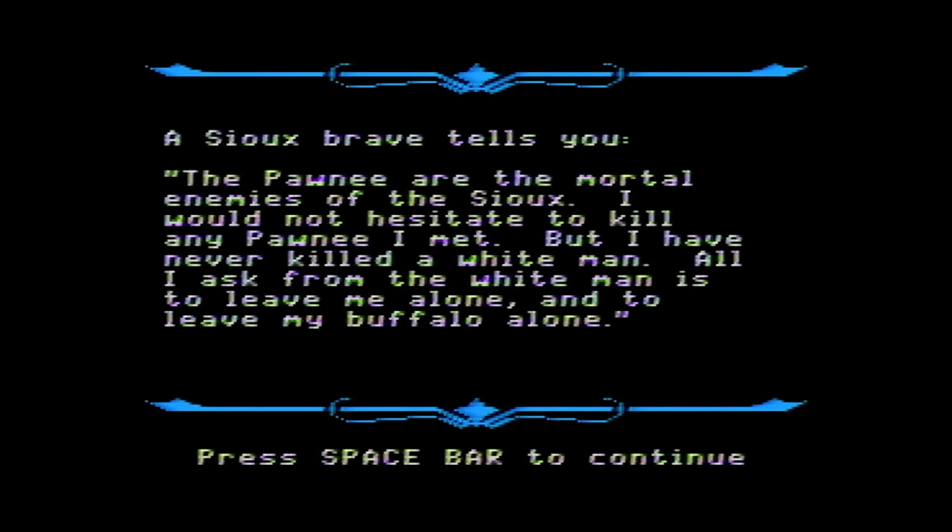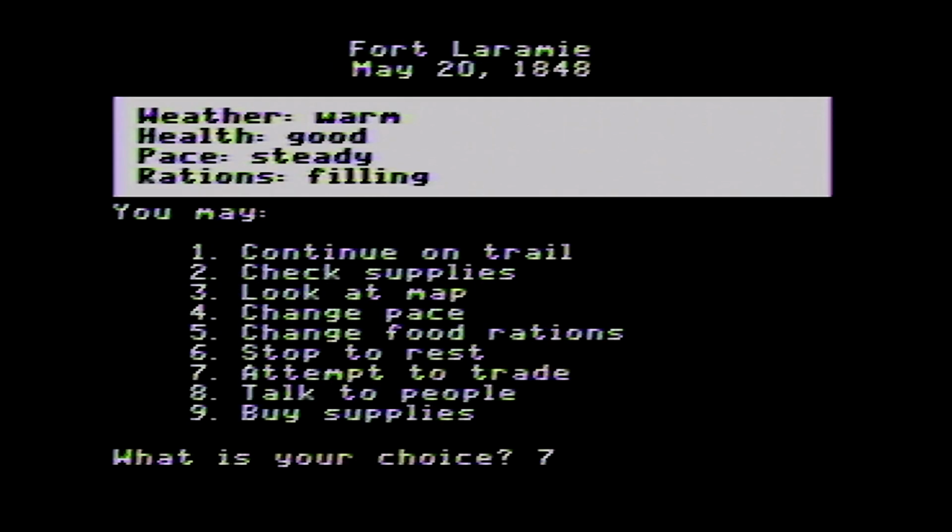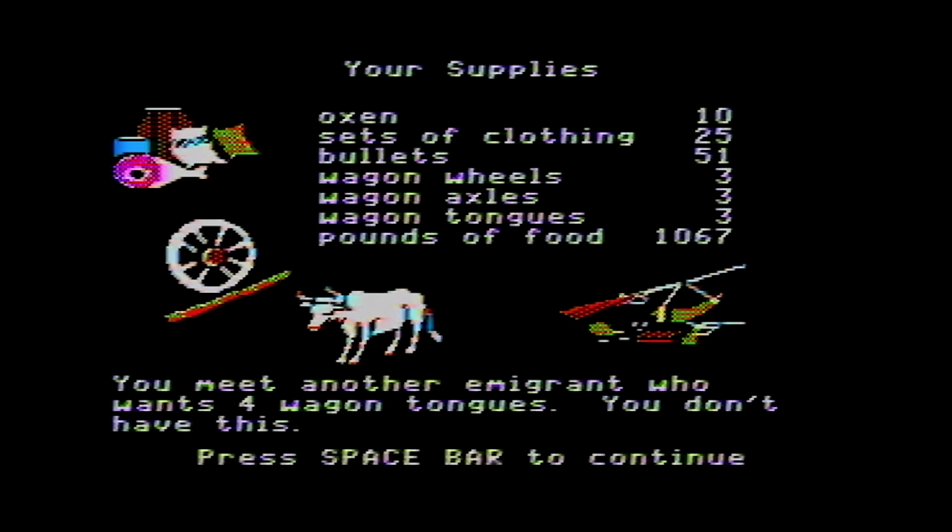I should probably mention that when you're at landmarks, it's always a good idea to talk to people. They can give you tips on how to navigate certain parts of the trail, and if you're out of money but have a certain overabundance of supplies, you can always try to trade with people.